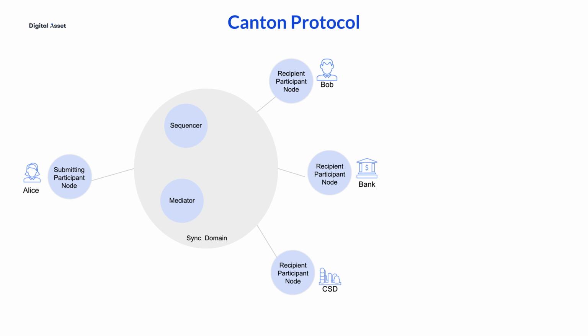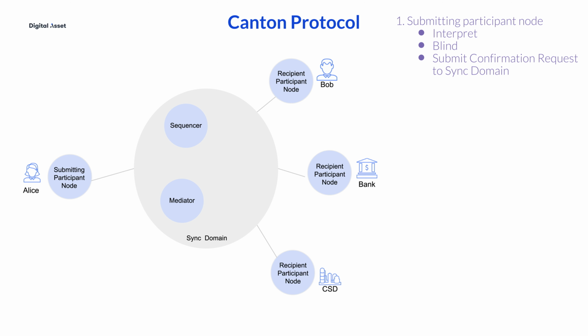Let us now see a complete end-to-end flow, starting from the initial step where Alice submits her transaction. We see Alice, Bob, the bank, and the CSD at their own participant nodes. They are connected through a sync domain that has a sequencer backend, and a mediator.